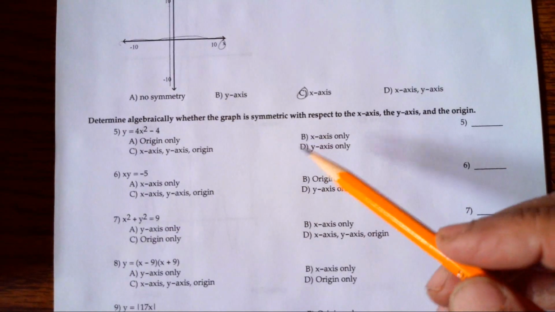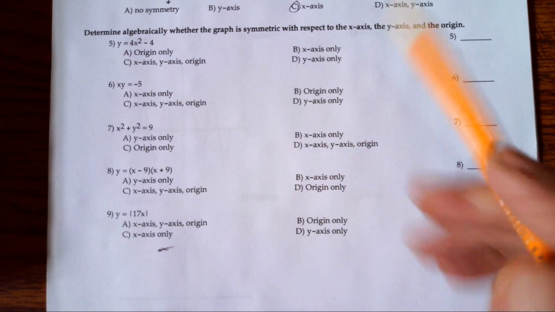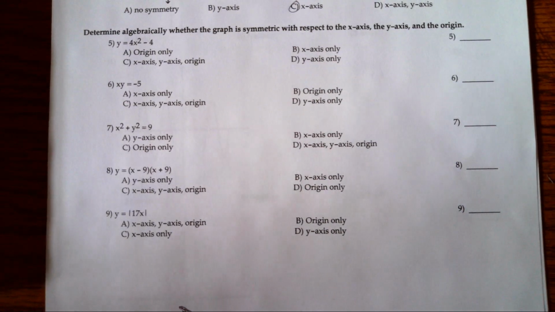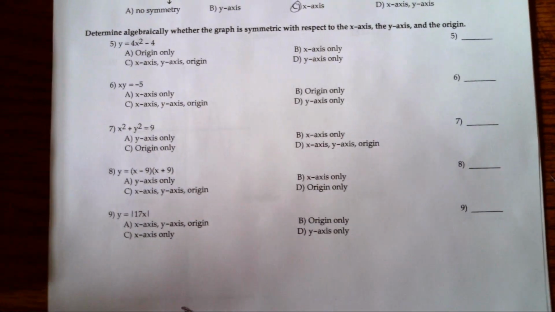Now, with 5, 6, 7, 8, and 9, yeah, you could replace x with negative x and see if you've got the same equation back. That would give you y-axis symmetry. Replace y with negative y and see if you had the same equation back. And then if you wanted to check the origin, you'd have to substitute in place of x, negative x, and in place of y, negative y.